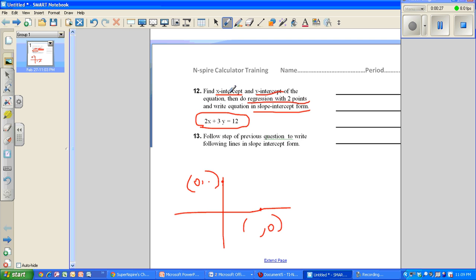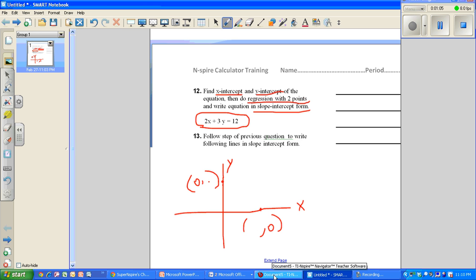What I'm trying to stress with my students is that whenever it's the x-intercept, the point is on the x-axis, right? And when the point is on the x-axis, the value of y is 0. And whenever the point is on the y-axis, the value of x is 0. So we're going to substitute the value of y as 0 in this equation and solve for x. And then we substitute x as 0 and solve for y. So we have two points, and then we can do a regression or plot the points to find the equation.